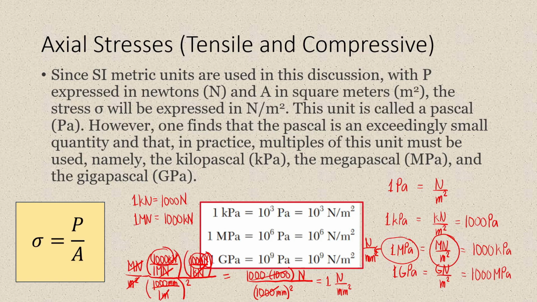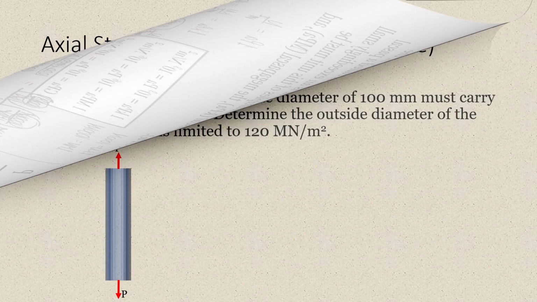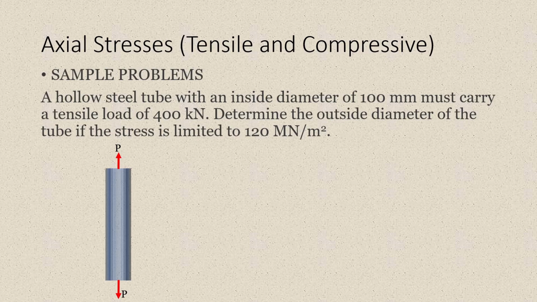And so that's why we can say that N per mm squared is just equal to MN divided by m squared, or 1 MPa. And so this is how we are going to go about that. Now, let's try to solve this problem involving axial stresses.